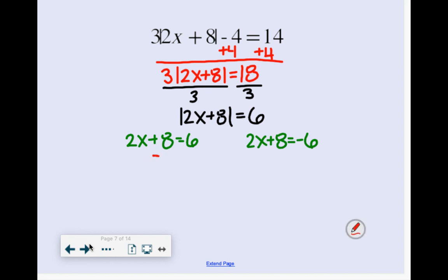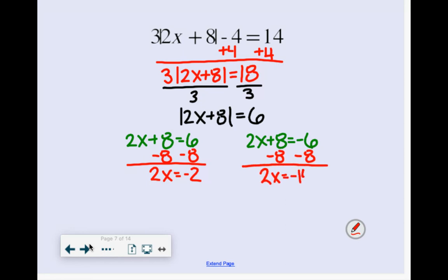And then I'm going to solve these both at the exact same time, just like I did before. I got to minus my 8. 6 minus 8 is negative 2. And negative 6 minus 8 is negative 14. And then we are simply dividing our answers by 2. Negative 2 divided by 2, negative 1. Negative 14 divided by 2, okay, sorry, negative 7.